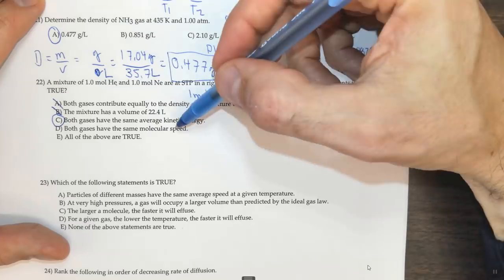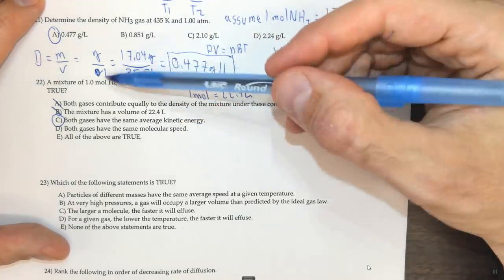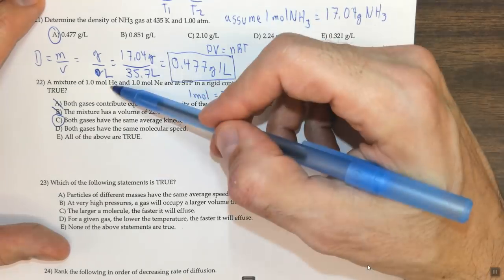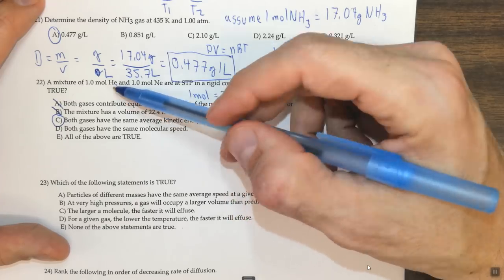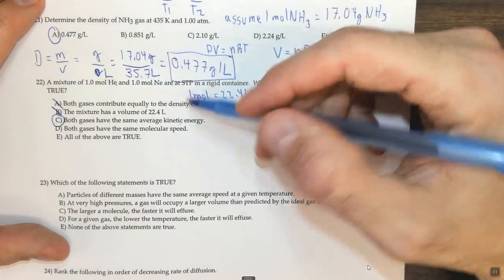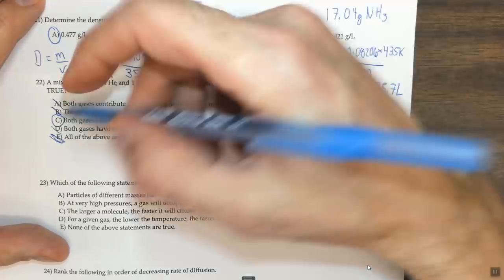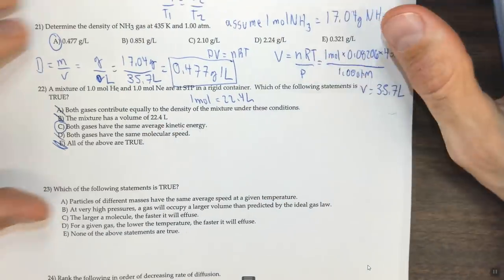Both gases have the same molecular speed. No. In order for helium to exert the same pressure as neon, helium has to be moving far faster than neon. So therefore, helium molecules are moving on average faster than neon molecules. So this isn't true, and obviously not all of the above are true, because we found a bunch that weren't true. So that is the answer to question number 22.